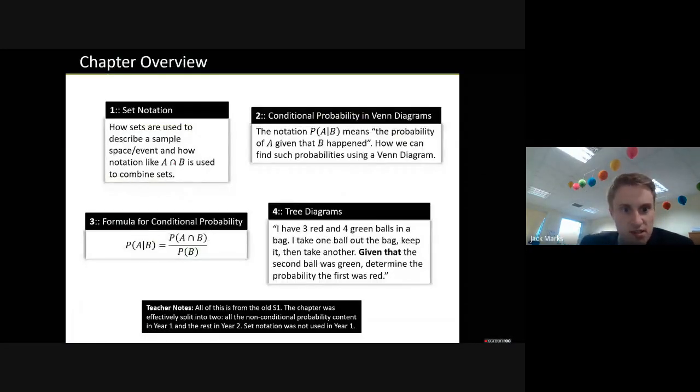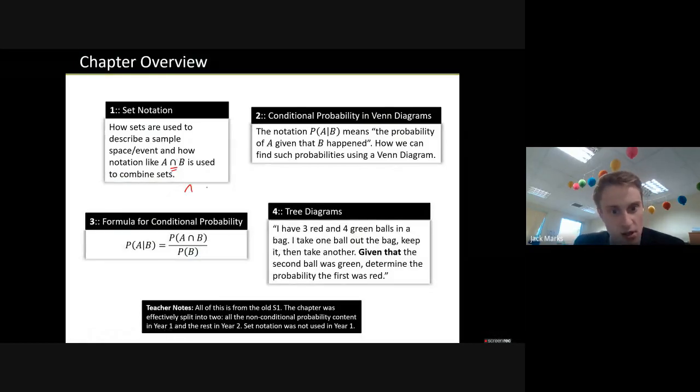So set notation is things like this intersection sign, the union sign, and the complement. You probably have seen these before, maybe even all three of them. That's what we start with. Then we look at what conditional probability is in the sense of diagrams. So sometimes you can answer these questions just using a Venn diagram, so you don't need a formula or anything. For three, we look at using it without diagrams, and then we revisit tree diagrams. So a lot of this might be familiar.